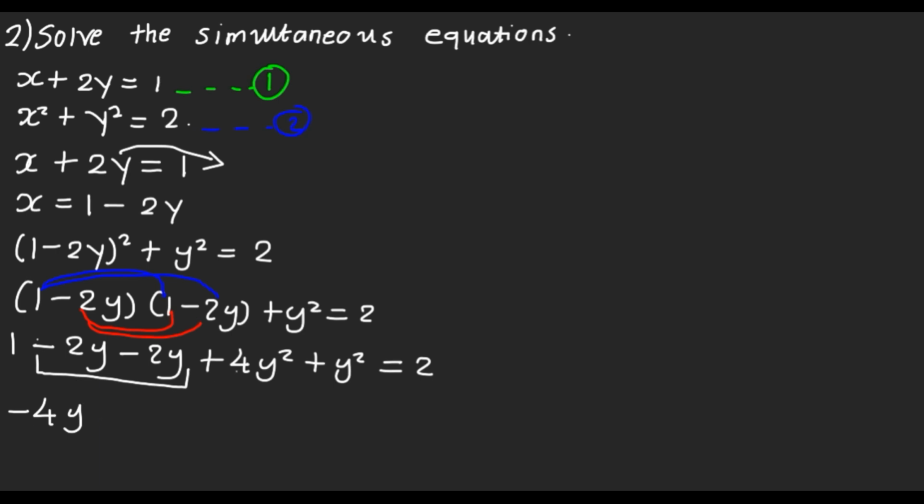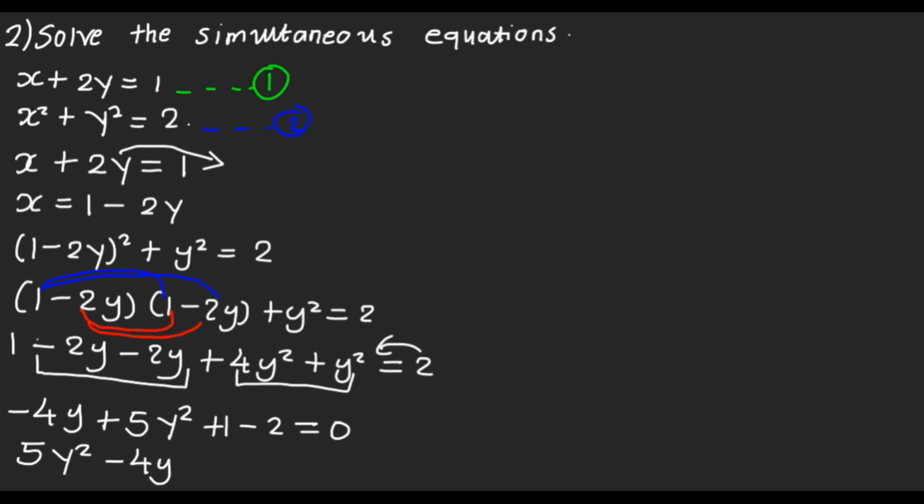Then plus also these two can be added. 4y squared plus y squared is 5y squared, plus this one minus 2. Minus 2, if we take the 2 to the left side, will become negative 2 is equal to 0. Now the remaining part is, I'm going to begin with the one with a squared. So 5y squared minus 4y plus 1 minus 2 is negative 1 is equal to 0. So we formed a quadratic equation.